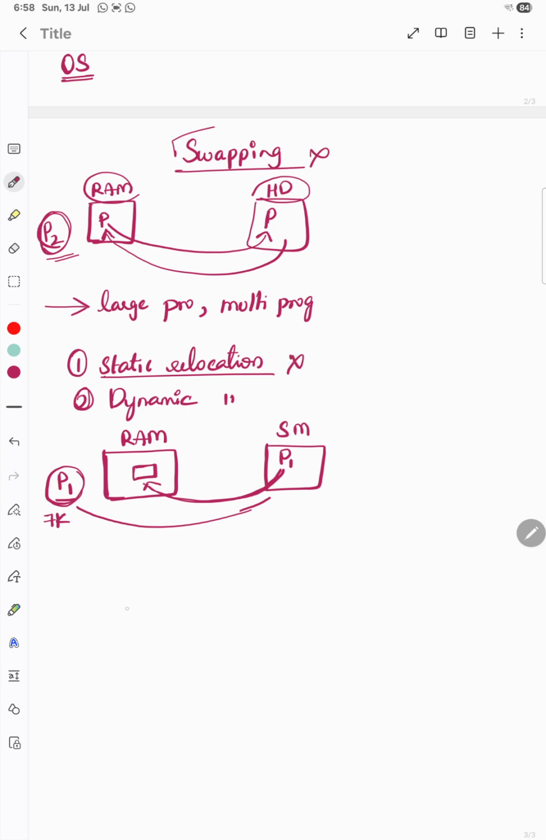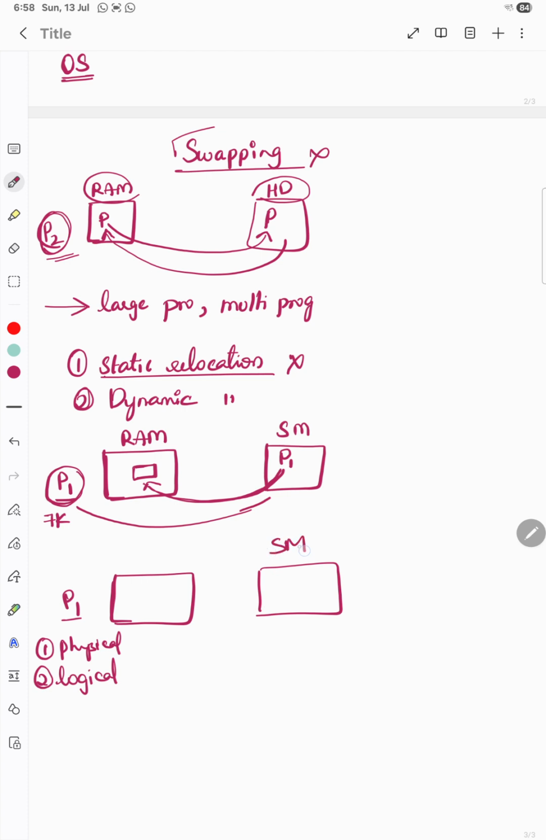Whereas in dynamic relocation, consider there is a process 1, here is the RAM. This will be given certain memory space. This will have a physical address and also a logical address. Let us also understand these two things: physical address and logical address. This is secondary memory and this is primary memory. In case we have to relocate this process 1 from primary memory to the secondary memory, and after completion of the work, it can be brought back into the primary memory.